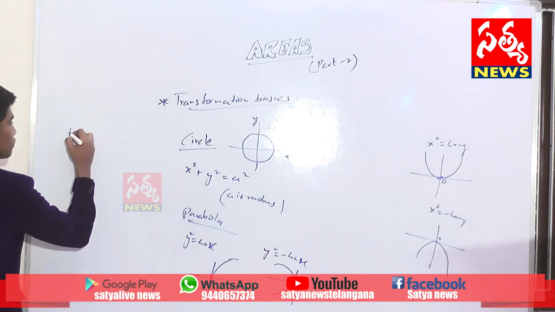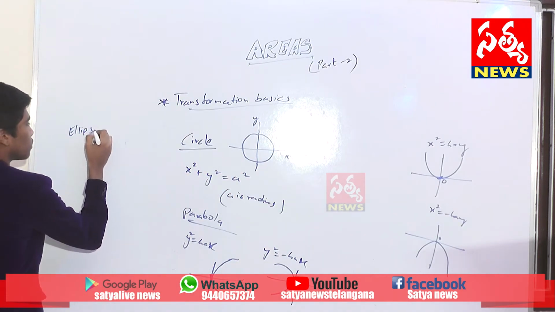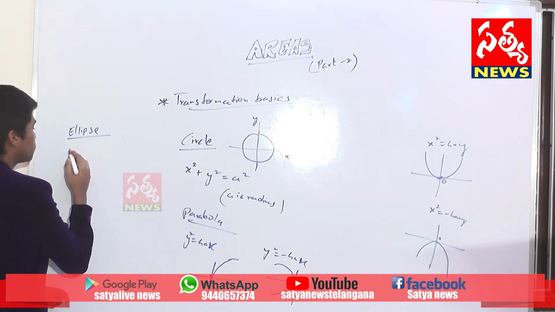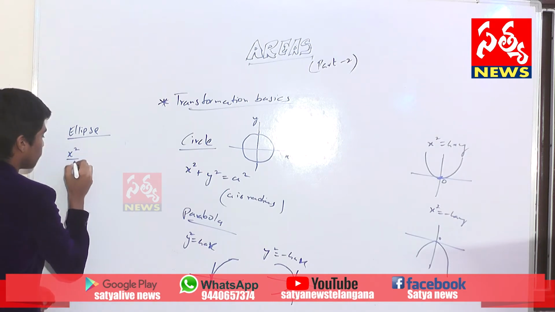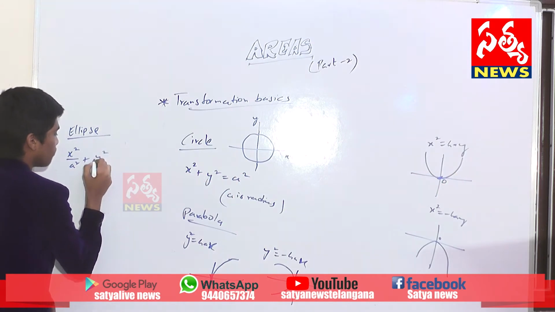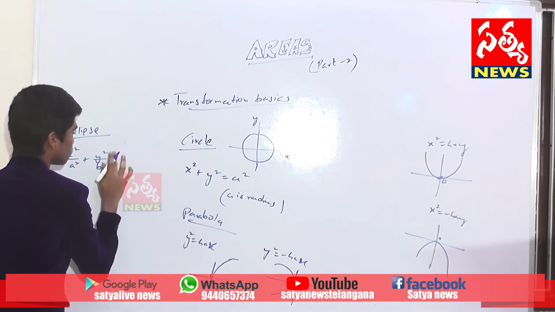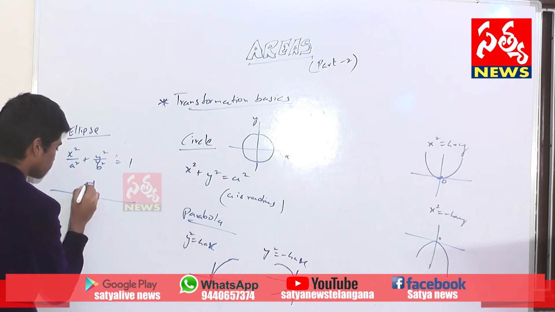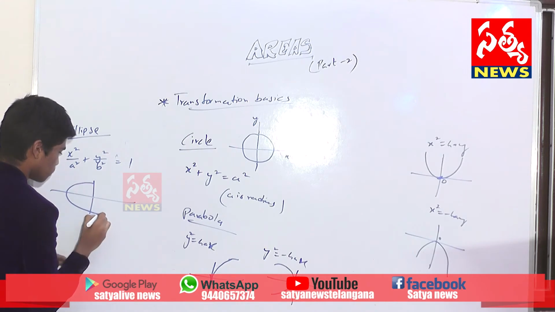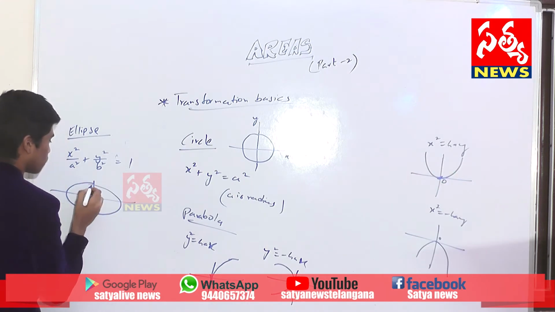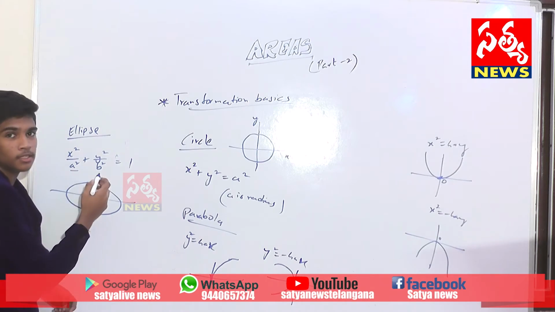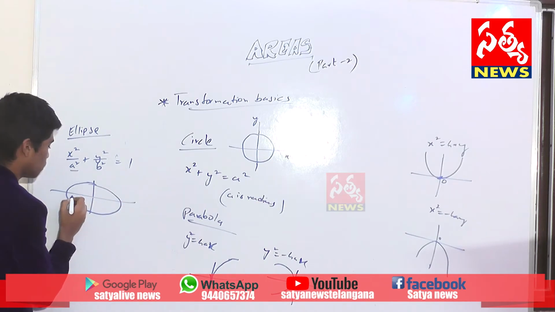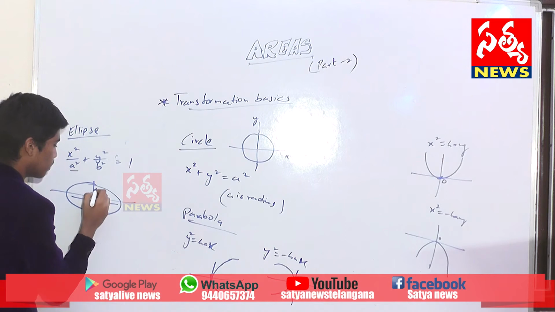Next is ellipse. Ellipse curve will be in the form of x square by a square plus y square by b square equals to 1. And the graph is this, where a is the major axis and b is the minor axis. This is a and this is b.